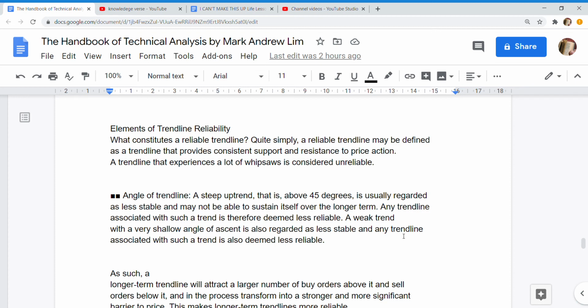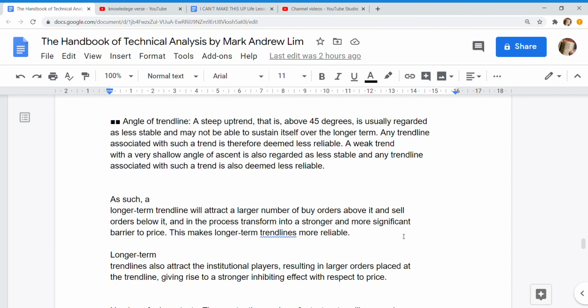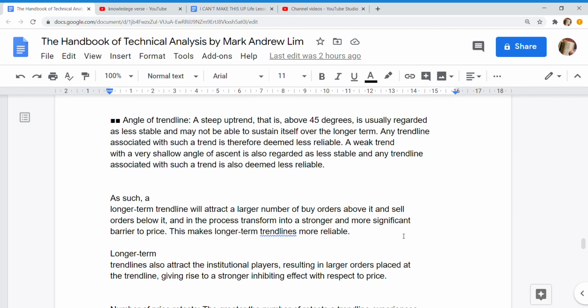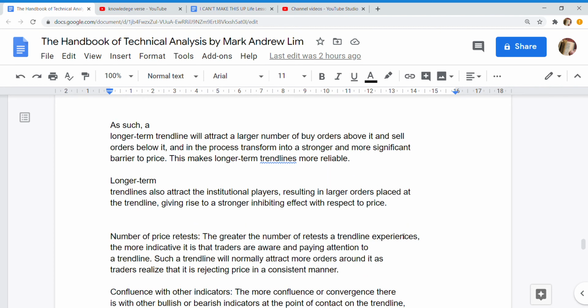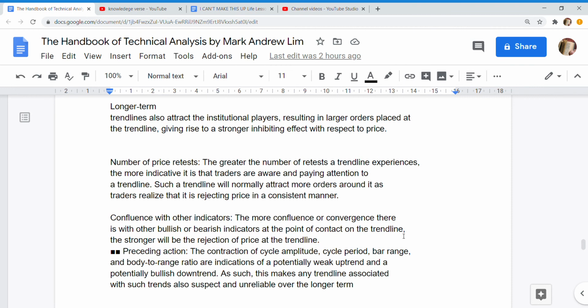Angle of trendline. A steep uptrend, that is above 45 degrees, is usually regarded as less stable and may not be able to sustain itself over the longer term. Any trendline associated with such a trend is therefore deemed less reliable. A weak trend with a very shallow angle of ascent is also regarded as less stable, and any trend line associated with such a trend is also deemed less reliable.